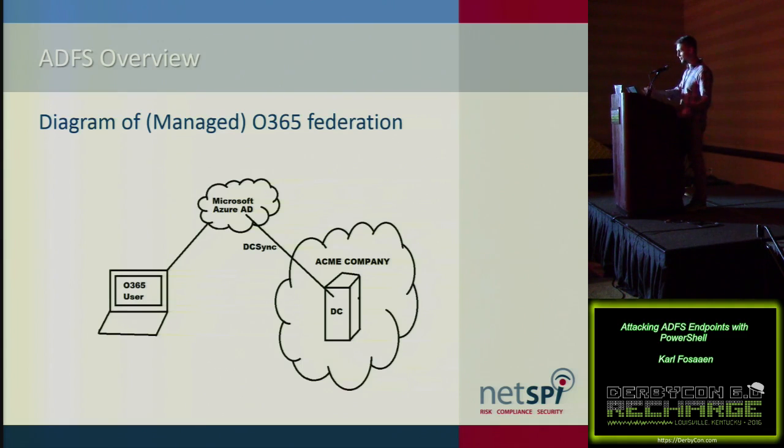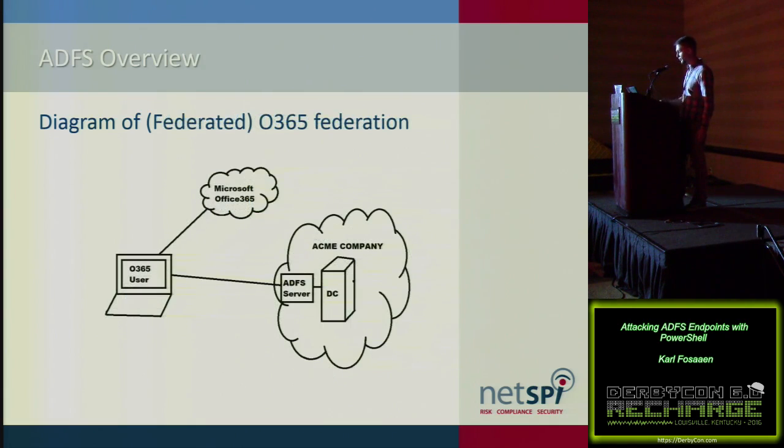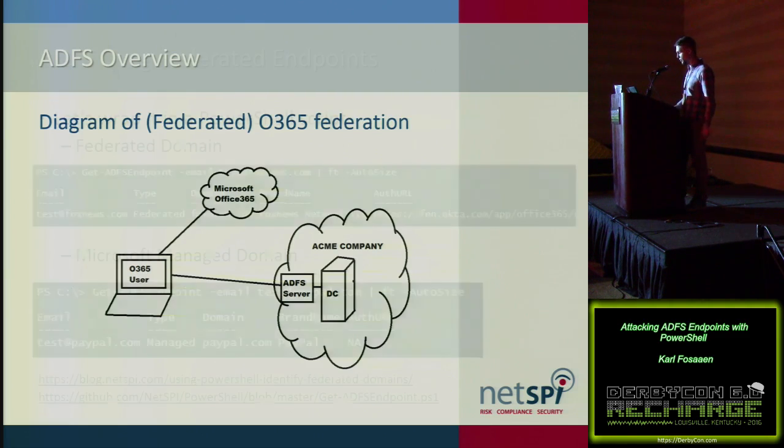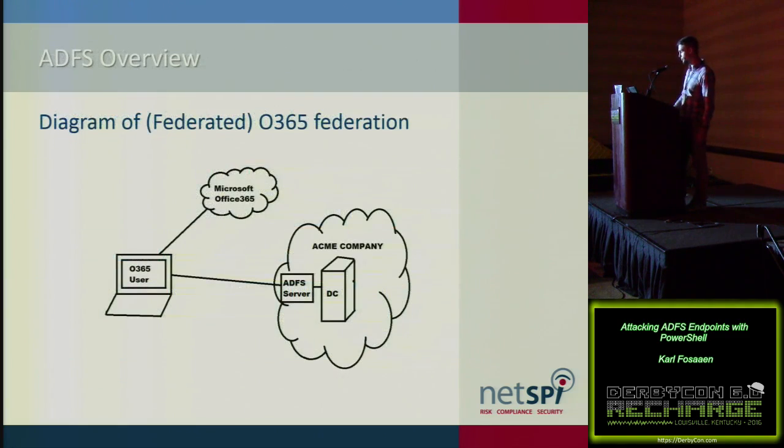So anyways, as an Office 365 user goes to authenticate to Microsoft for Office 365, they go out to the Azure AD, authenticate against that, we're good. If it's federated, Microsoft says, hey, actually, I want you to get the token from the ADFS server at the Acme company who's talking to their DC internally. Then you get the token, send it off to Microsoft. Pretty simple. Took 2 minutes to draw that up in Paint.